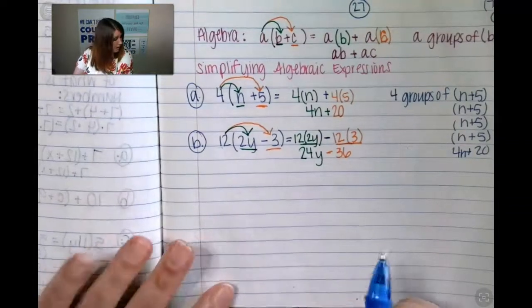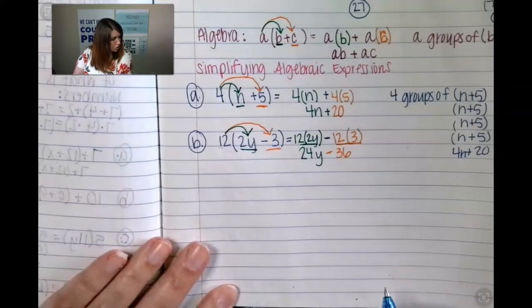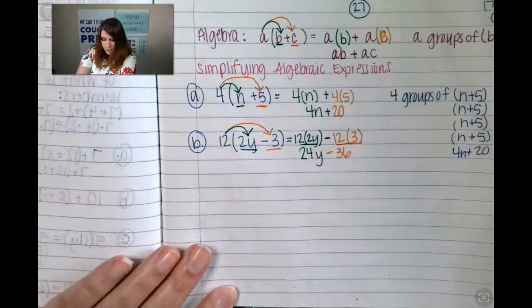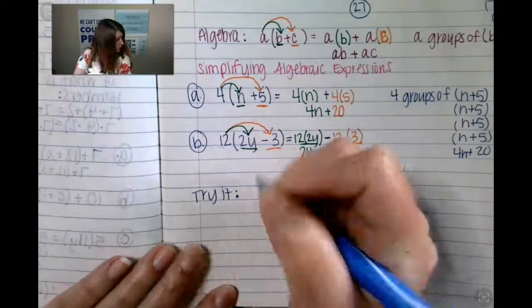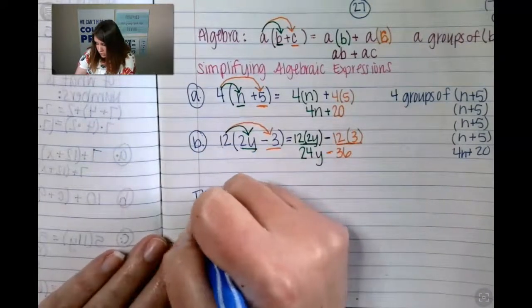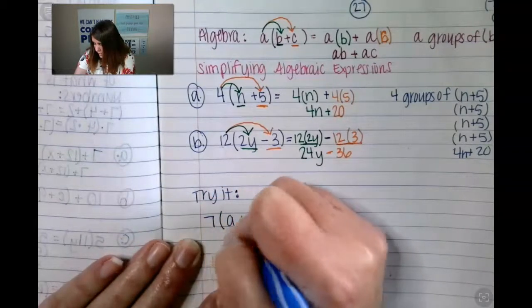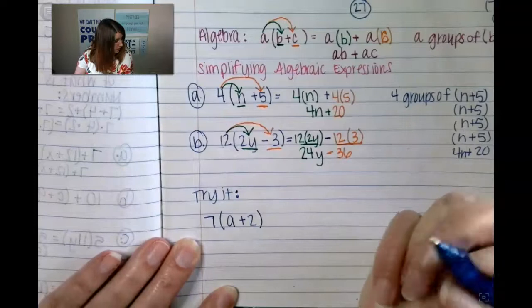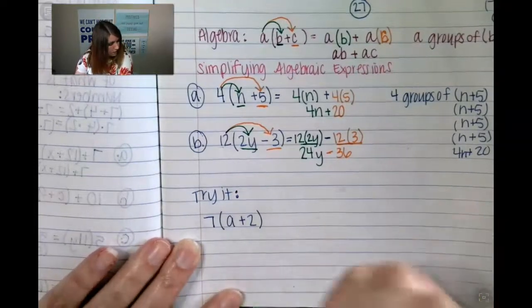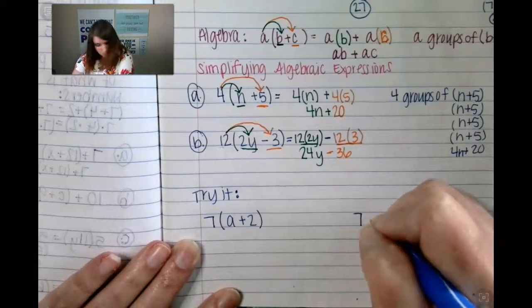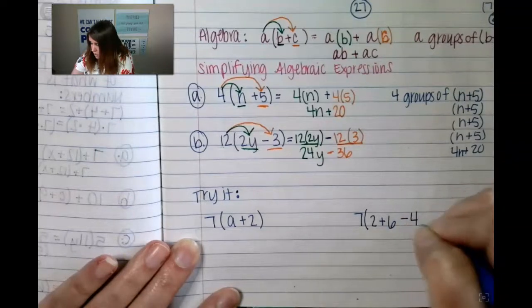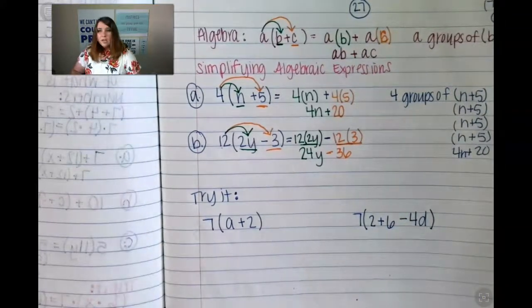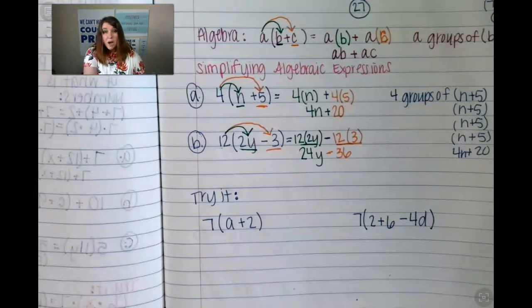Okay? All right. Let's do a try it. It is your turn. Try it out. Let's see where you're at. I want you to do 7 groups of a plus 2. And I want you to do another one. Let's see if you can do this one as a challenge: 7 groups of 2 plus 6 minus 4d. Go ahead and try both of those. Hit pause so you don't hear me doing the lesson.